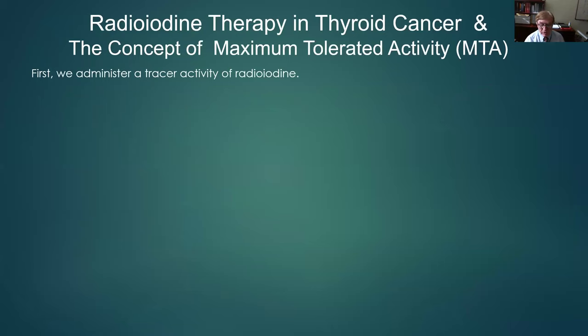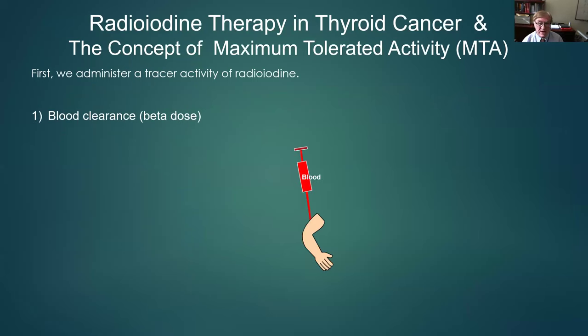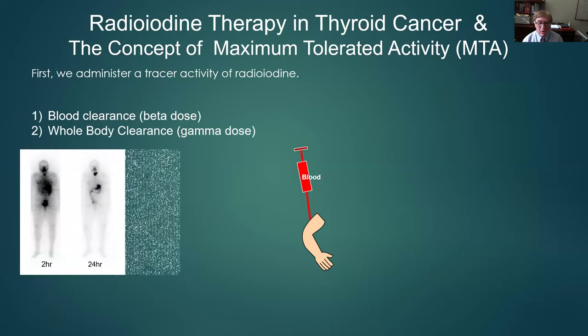So now let me talk you through the general methodology that we still use to measure maximum tolerated activity for an individual patient at MSK who receives radioiodine therapy for thyroid cancer. First, we administer a tracer dose, or tracer amount, I should say, of radioiodine. Then we take blood samples at multiple time points post-administration of the radioiodine tracer. Then we take multiple total body images.